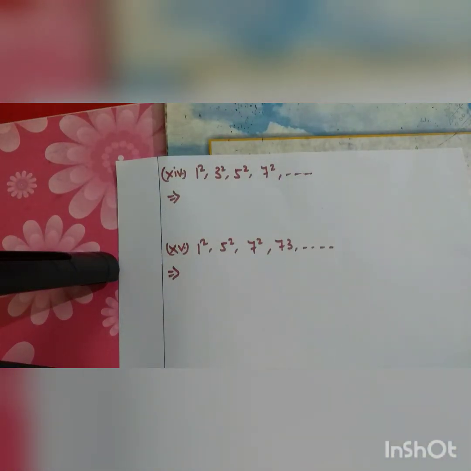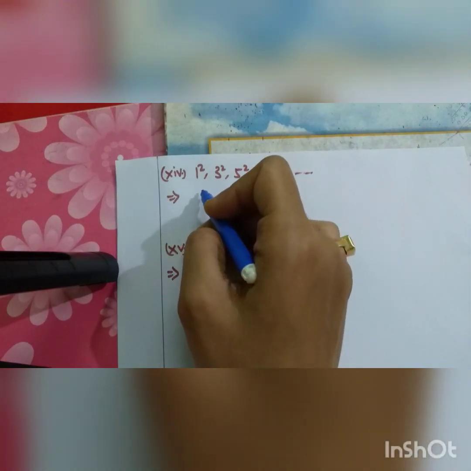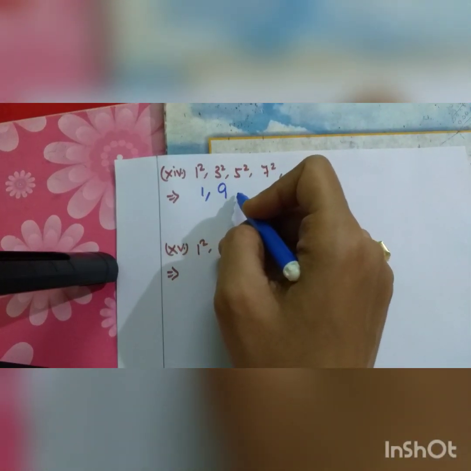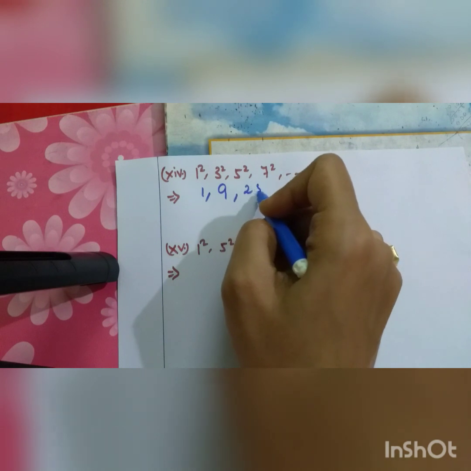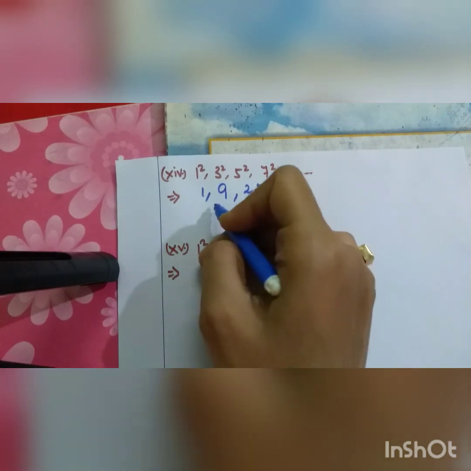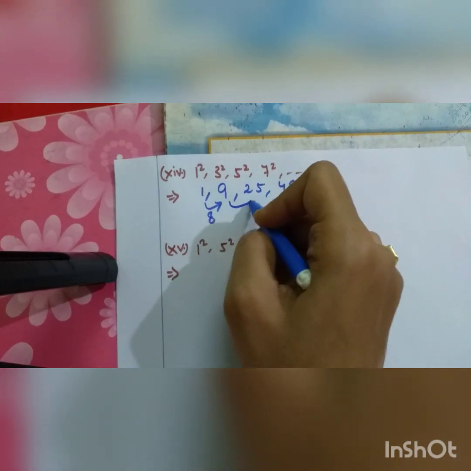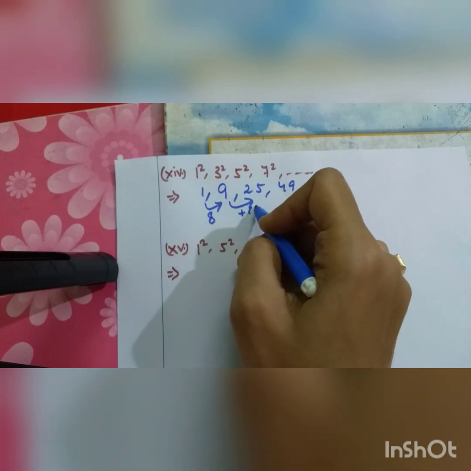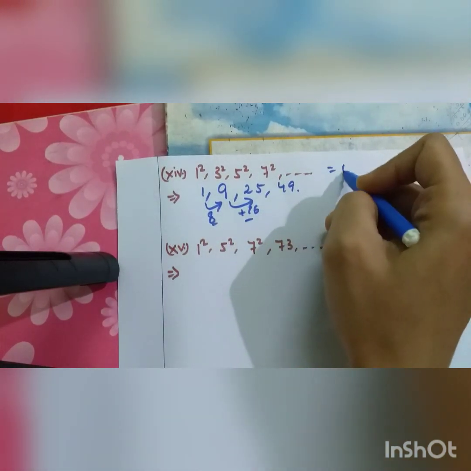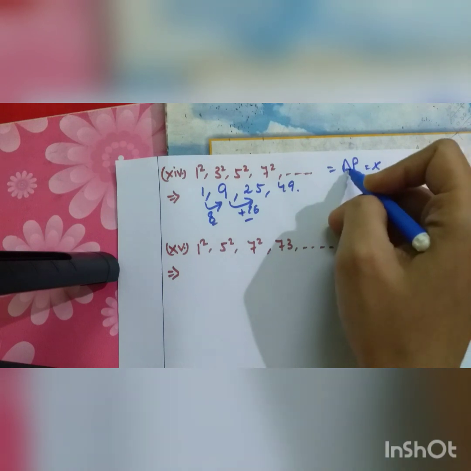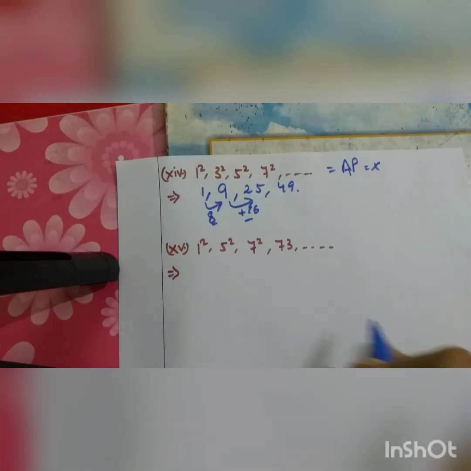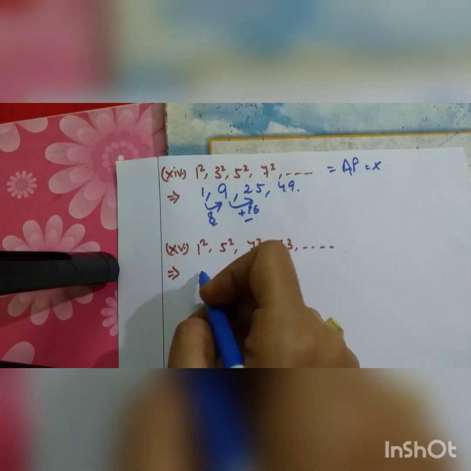The next question is a power based series. 1 square is 1. First simplify the series: 3 square 9, 5 square 25, 7 square 49. Just check the common difference. 9 minus 1 is 8, 25 minus 9 is 16. Since the common difference is not the same, it is not in AP. It does not follow an AP series. Come to the last question of exercise 5.1.